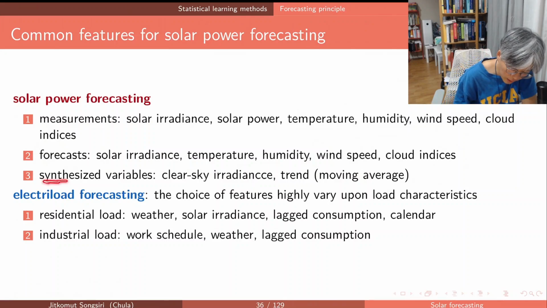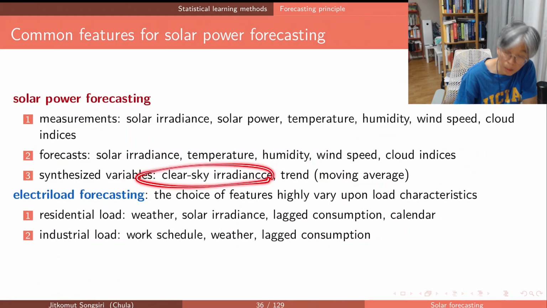The synthesized variables are variables that you can compute at any time. These are clear sky irradiance, or the trend, the moving average. What I mean is that you can compute the clear sky irradiance of tomorrow, or clear sky irradiance for the next 2 days, or even the next year, because it comes from a mathematical model.